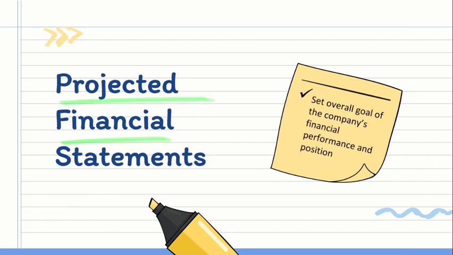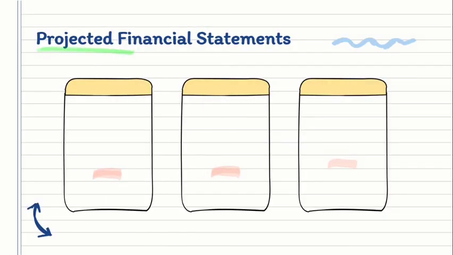So, it sets the overall goal for a company's financial performance and position. Also, it sets targets that control and monitor the activities of the company. It is a future-oriented financial statement. Usually, there are three statements that we project.